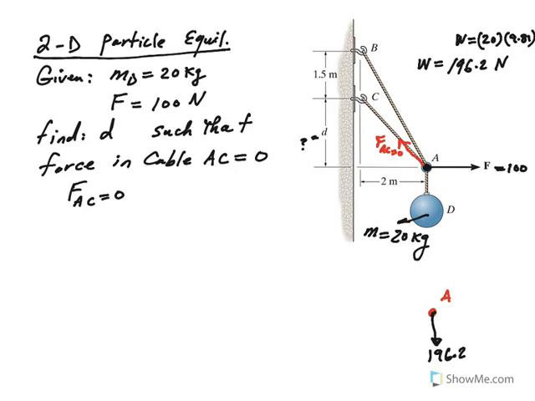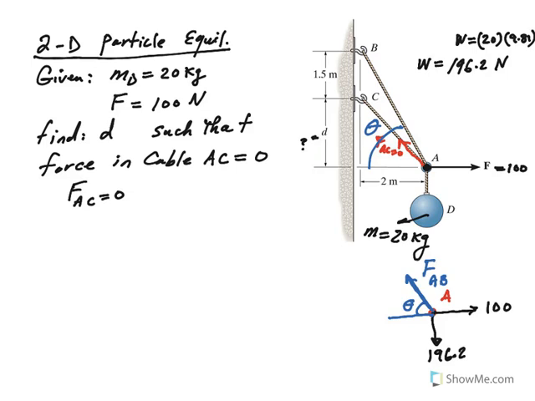Then we have this force, which is 100. And then the only other thing left here is the tension in cable AB, the force in cable AB. And remember, if I call this angle theta, this angle is not known because we don't know what D is. Once we find theta, then from theta we can easily find that distance D. So this is a really simple problem.